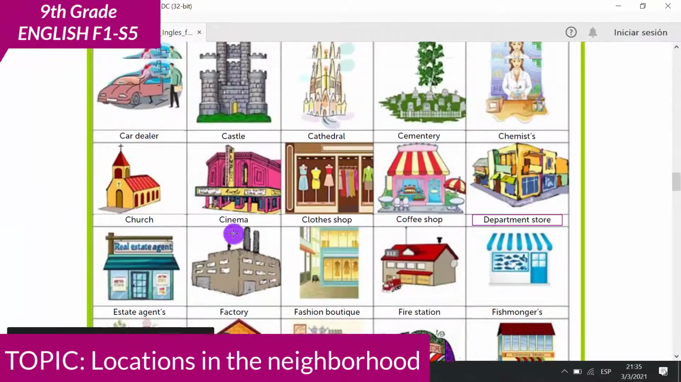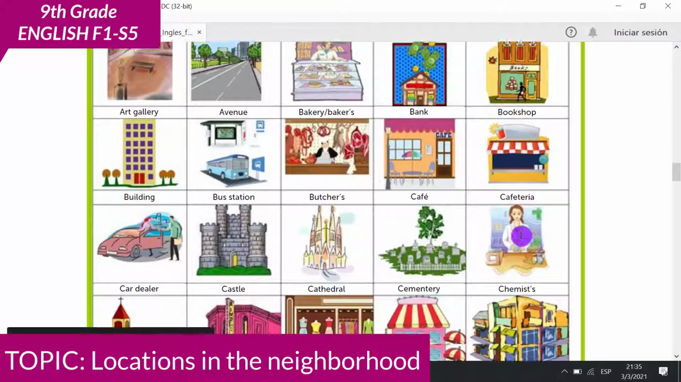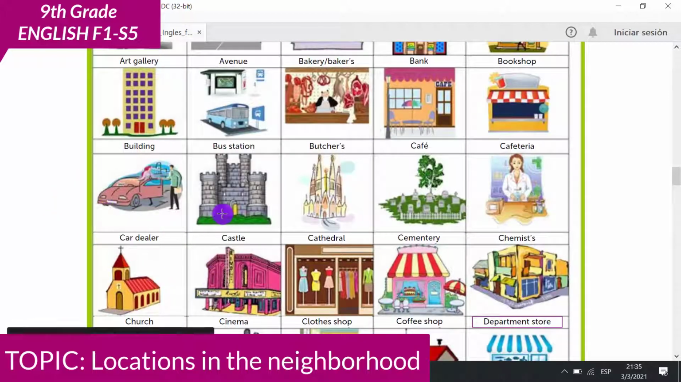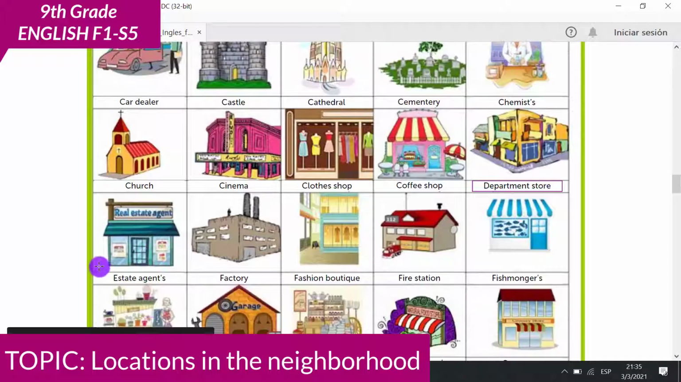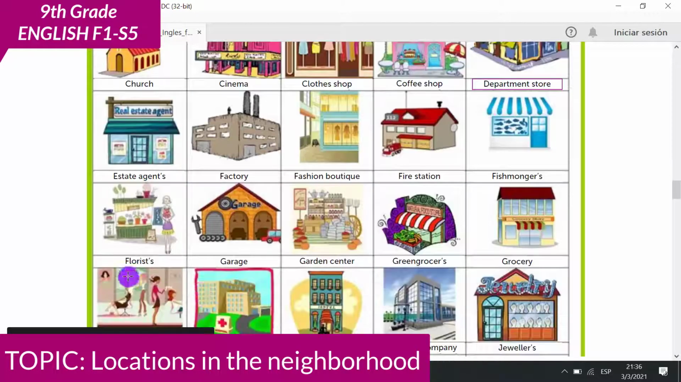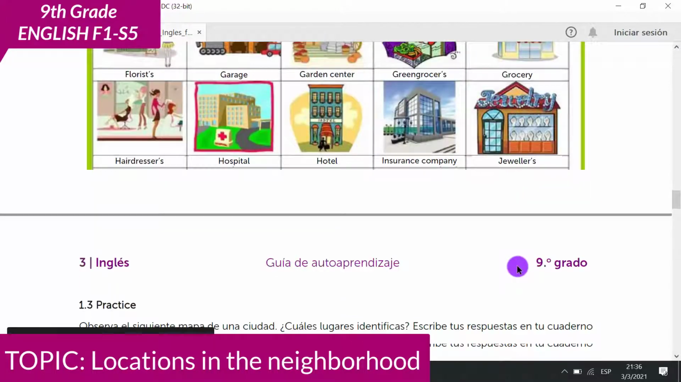Okay, that's the vocabulary. Listen and repeat. Art gallery, avenue, bakery, bank, bookshop, building, bus station, butchers, cafe, cafeteria, car dealer, castle, cathedral, cemetery, chemist, church, cinema, clothes shop, coffee shop, department store, estate agents, factory, fashion boutique, fire station, fishmongers, florists, garage, garden center, greengrocers, grocery, hairdressers, hospital, hotel, insurance company, and jewelers. Okay? That's the vocabulary.